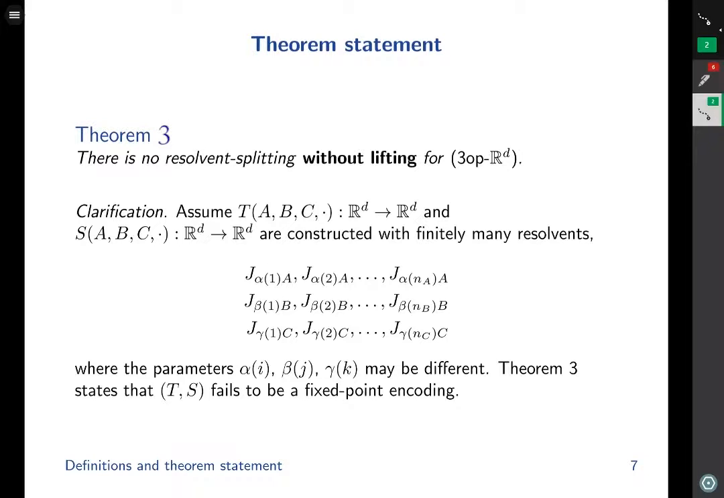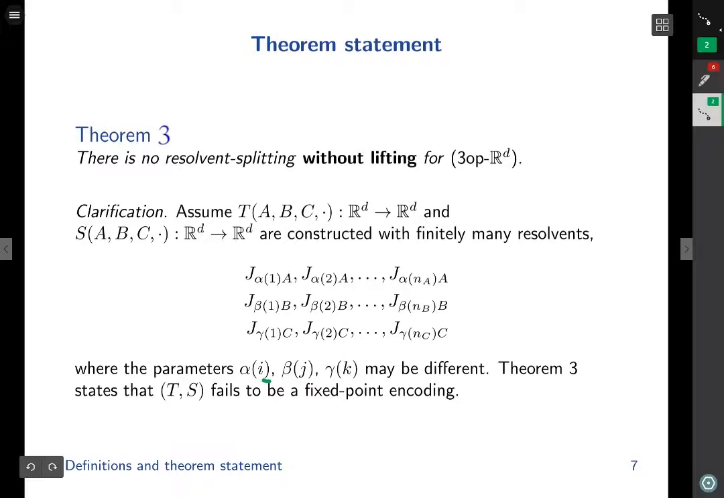Let's assume the fixed point mapping T with operators A, B, and C is a mapping from R^D to R^D. The fact that it's a mapping from R^D to R^D corresponds to the assumption of no lifting. Furthermore, assume that T and S are constructed with finitely many resolvents of operators A, B, and C. Under this notation, there are NA evaluations of the resolvent with respect to A, there are NB resolvent evaluations with respect to B, and there are NC resolvent evaluations with respect to C.